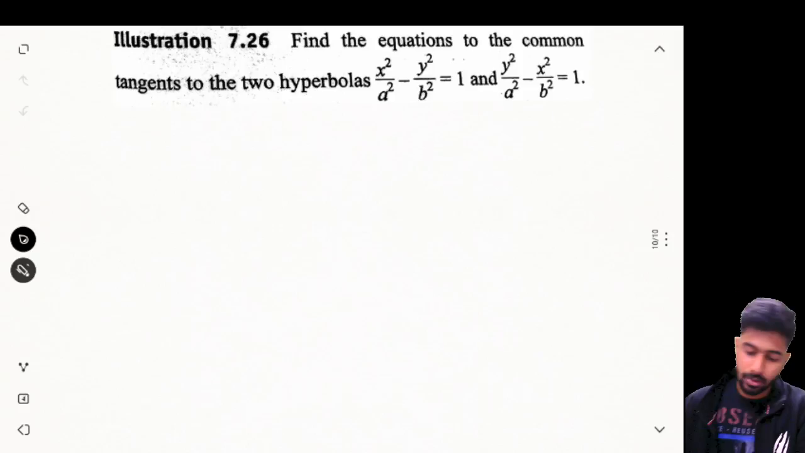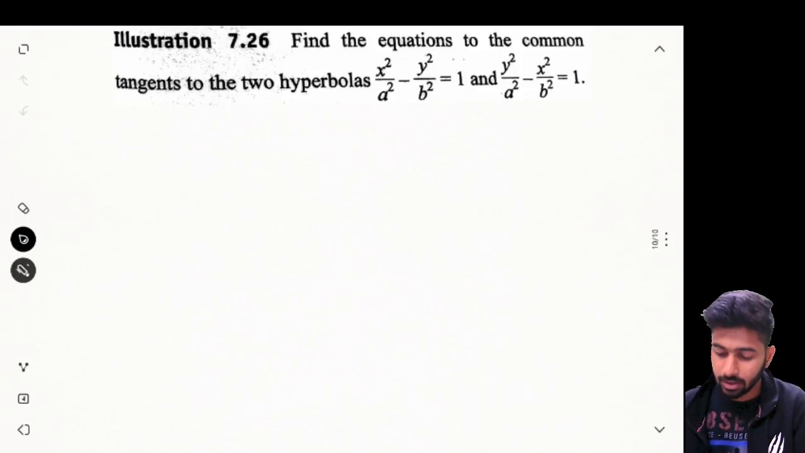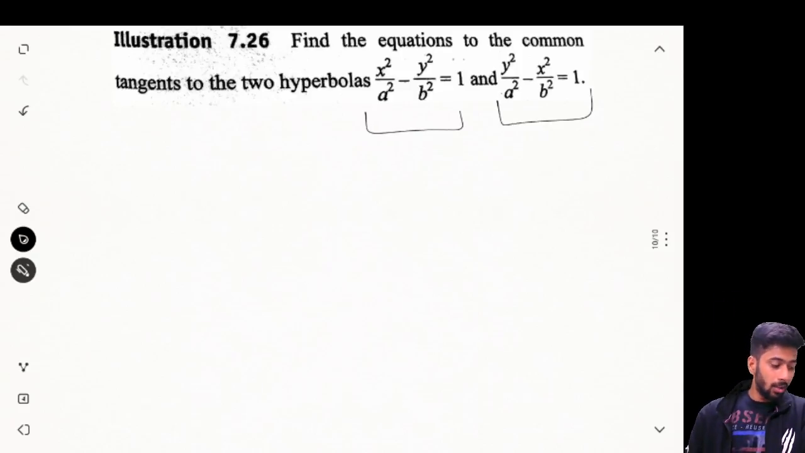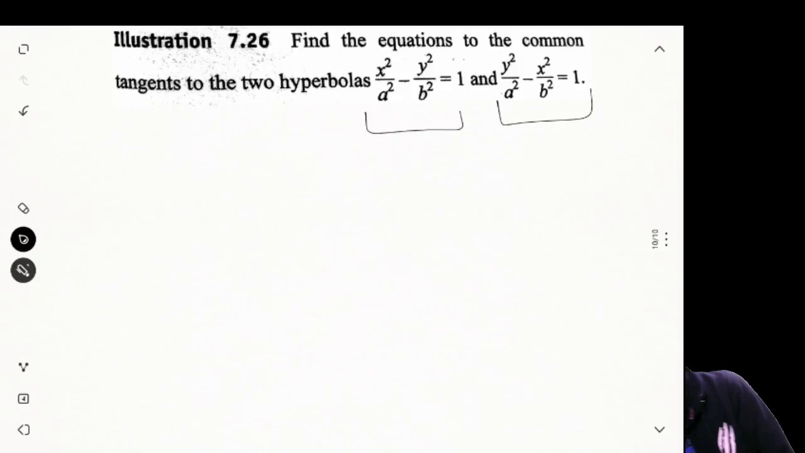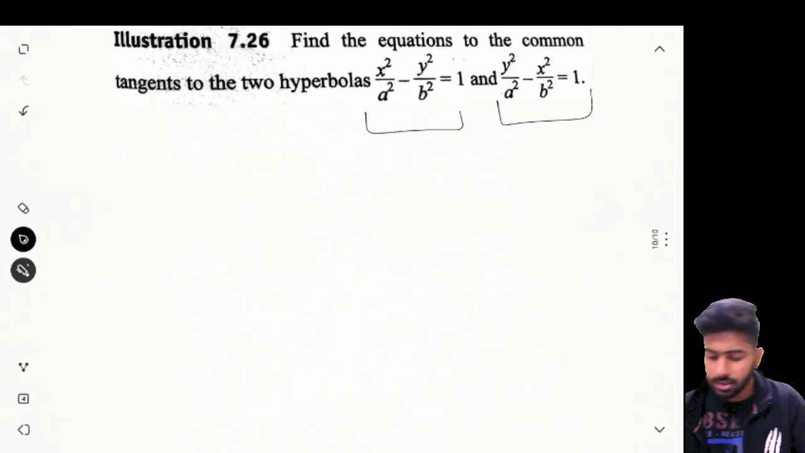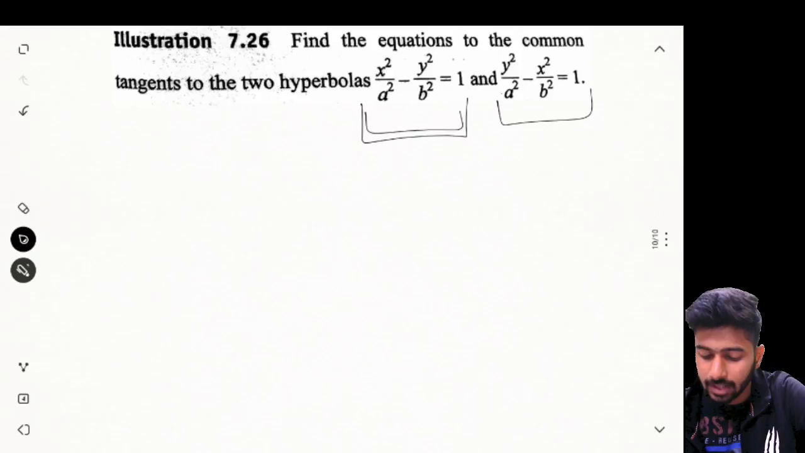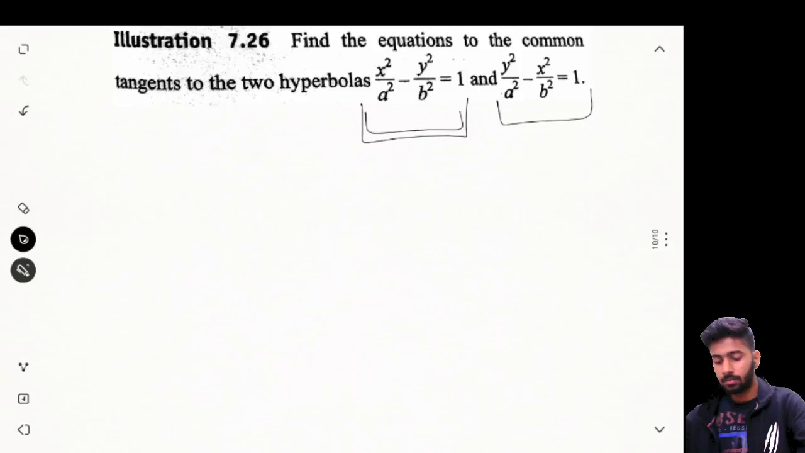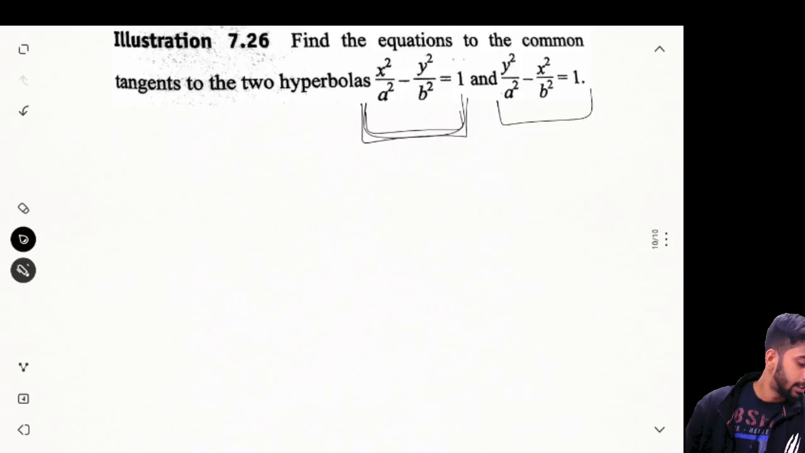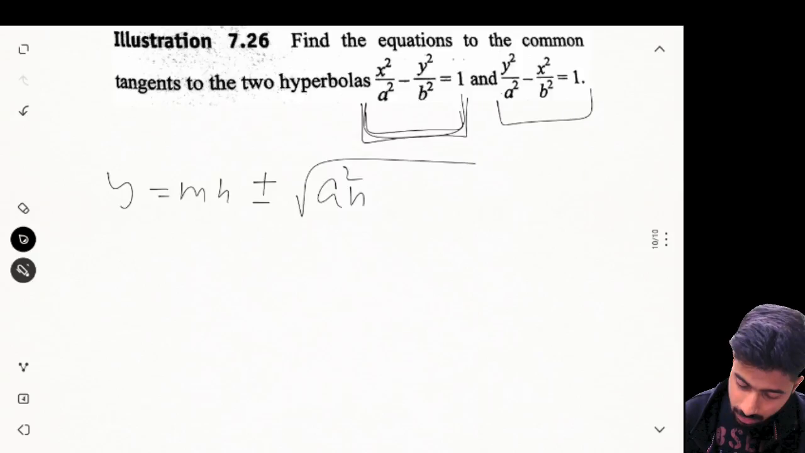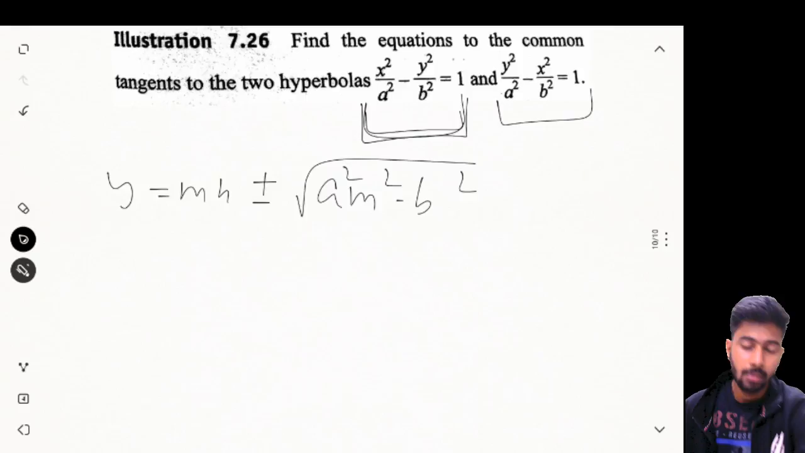X square by a square minus y square by b square is equal to 1, and this hyperbola. So for that, what I'll do is I'll first assume a straight line which is a tangent to this, right? So let that be y is equals to mx plus or minus under root a square m square minus b square, right?